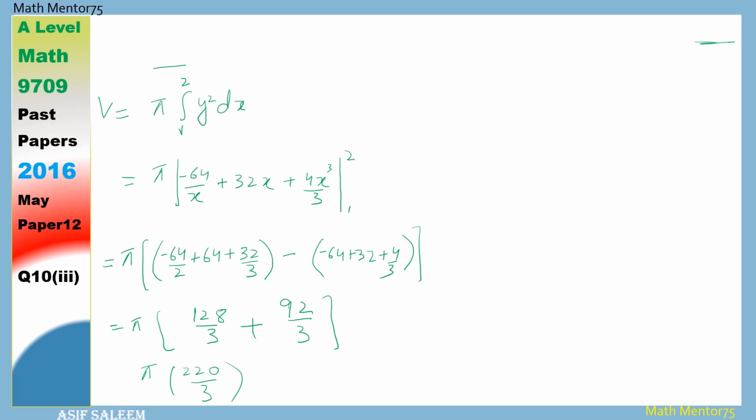Or we can write it in the form of a mixed fraction, that is 73 whole 1 over 3 pi. Or we can convert this into decimal form, that would be 230.38, so we can write to 3 significant figures 230 units cube. This is our required volume.